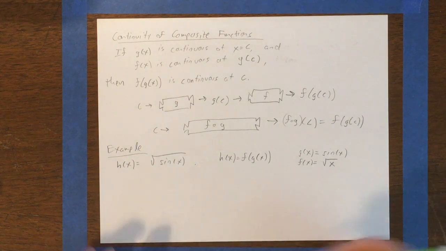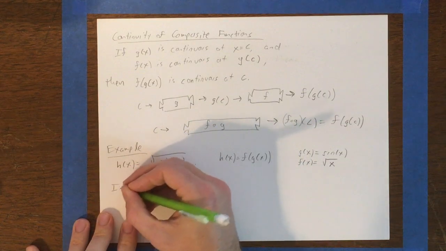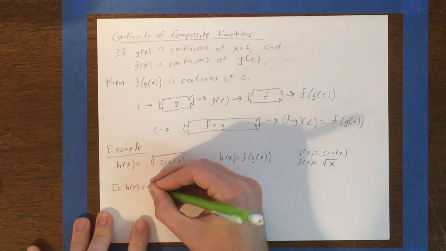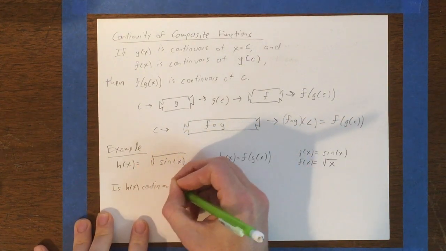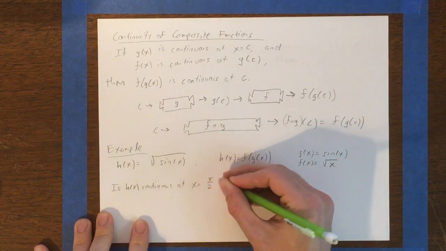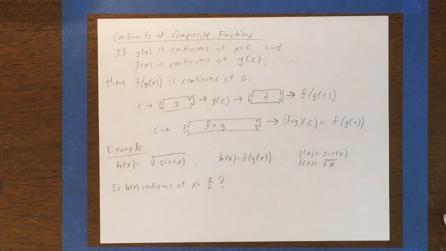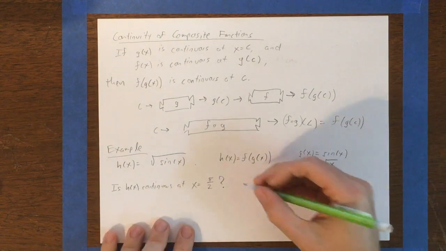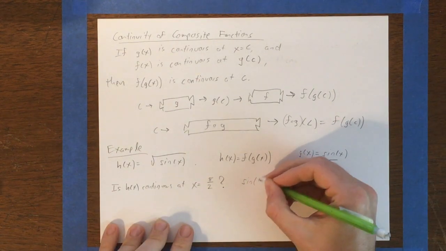So let's ask, is h continuous at x equals pi over 2? Well, our inner function, sine of x, is that continuous at pi over 2? Sure it is. Sine of x is actually continuous at every point in its domain, and its domain is all real numbers. So sine of x is continuous.